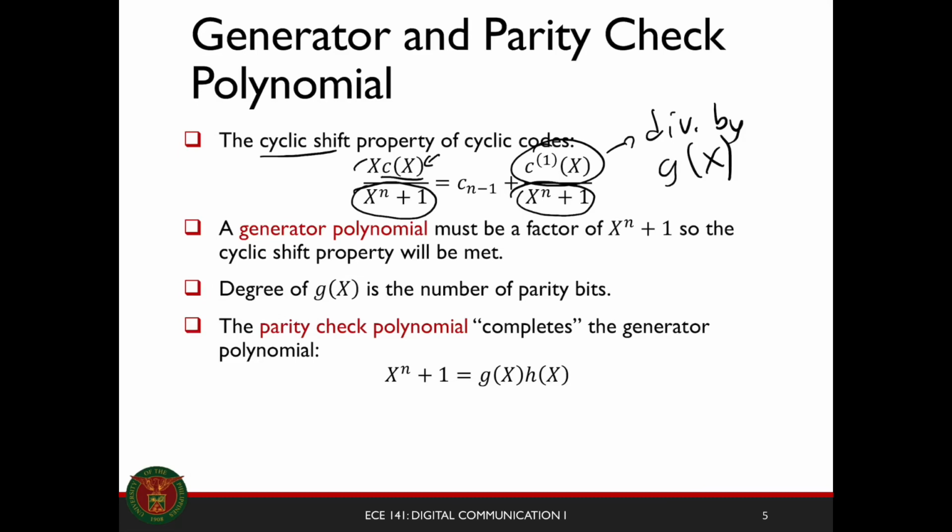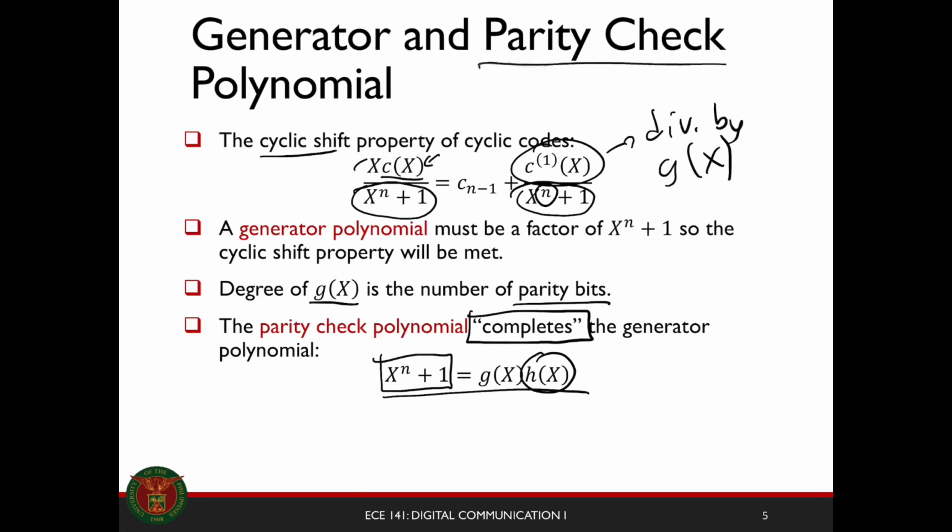So the degree of g of x is the number of parity bits, as you recall, and n is the total number of bits per code word. Then we can actually get the parity check polynomial. The parity check polynomial satisfies this equation, where h of x completes the generator polynomial. If you multiply the generator polynomial by the parity check polynomial, you end up with x to the n plus 1. So this h of x is used for parity check, for detecting and correcting the codes.